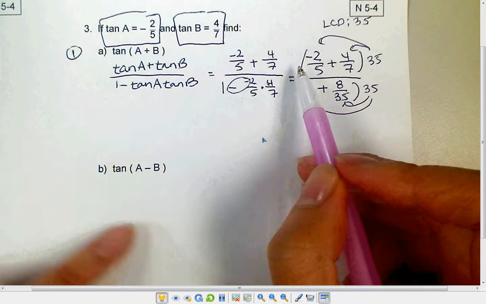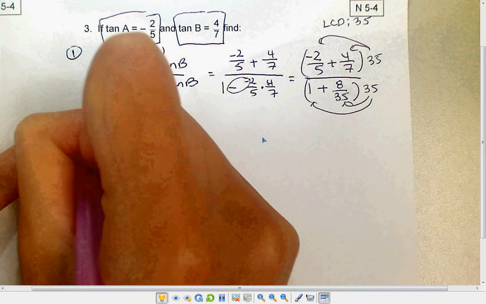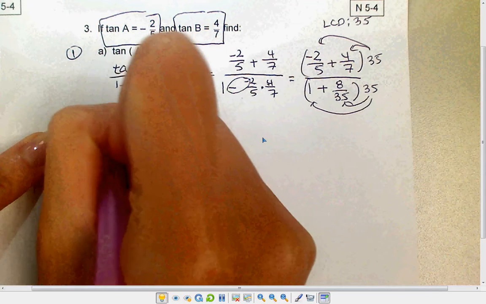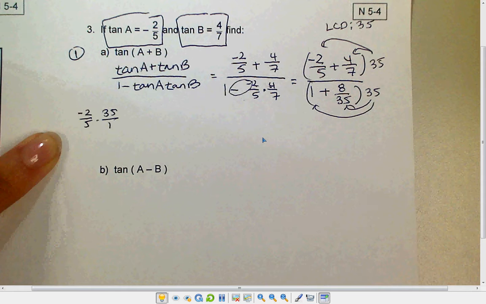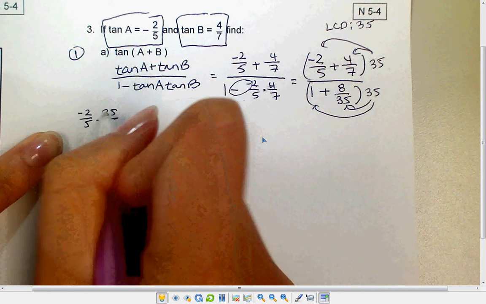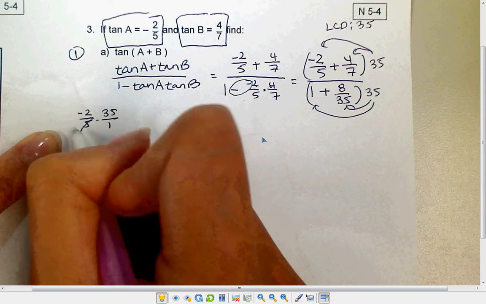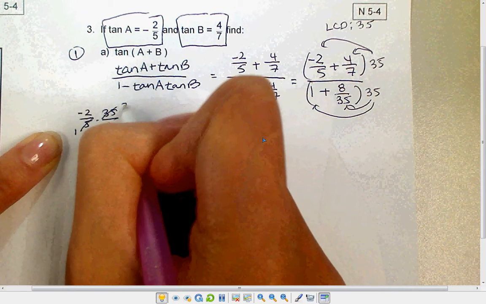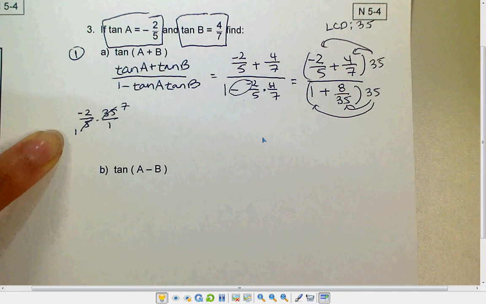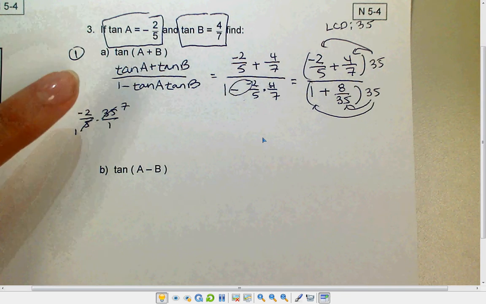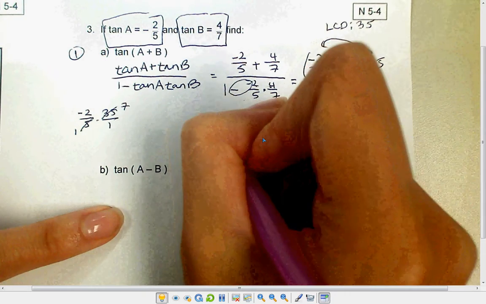So we're first going to start by multiplying -2/5 times 35, which we can divide this by 5. So 5 divided by 5 gives you 1, 35 divided by 5 gives you 7. So this is actually going to leave us with -2 times 7, which is -14.